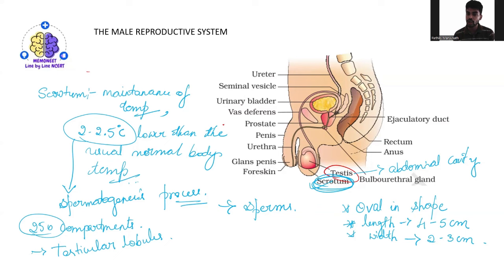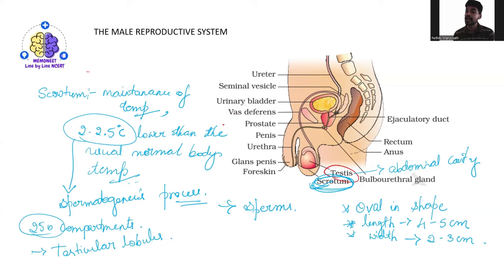The scrotum helps to maintain a temperature 2 to 2.5 degrees Celsius lower than the normal body temperature. This temperature is very important because it helps in the smooth process of spermatogenesis. Then coming to their size and length.